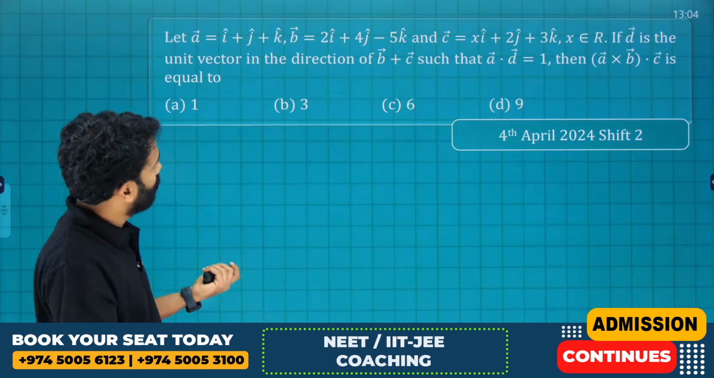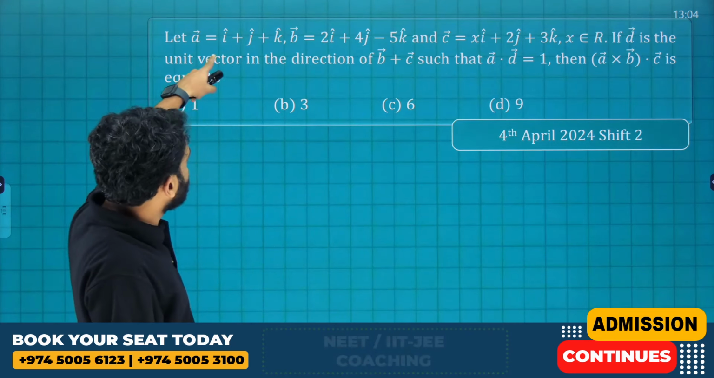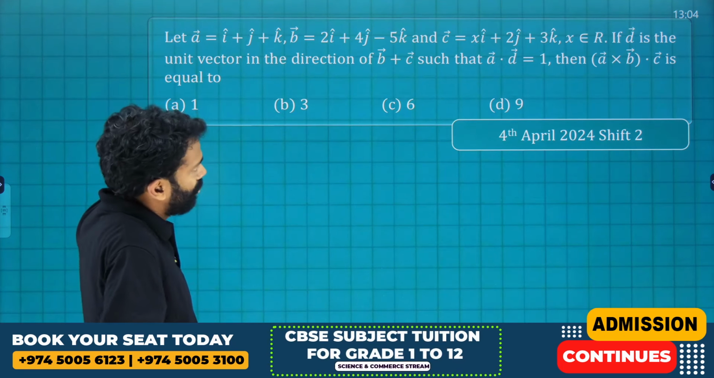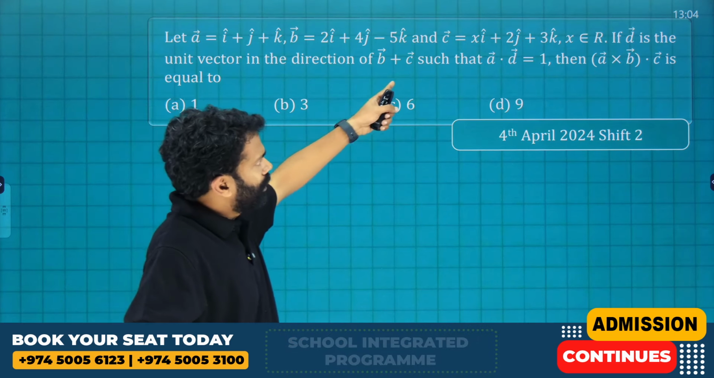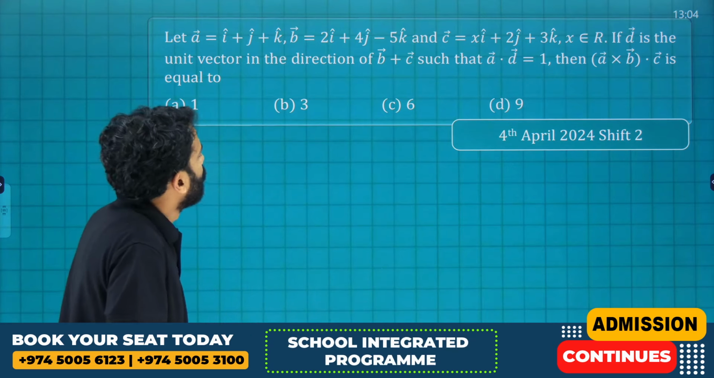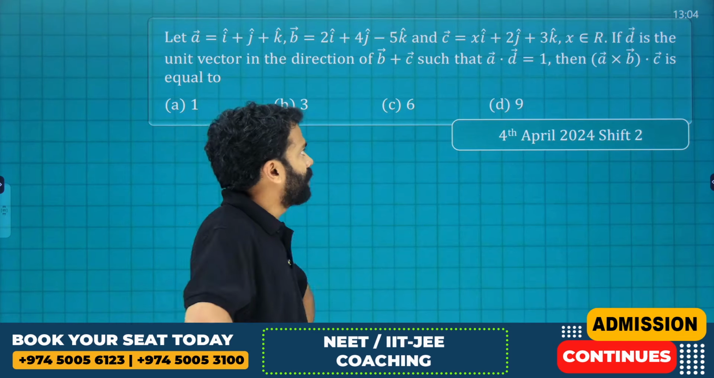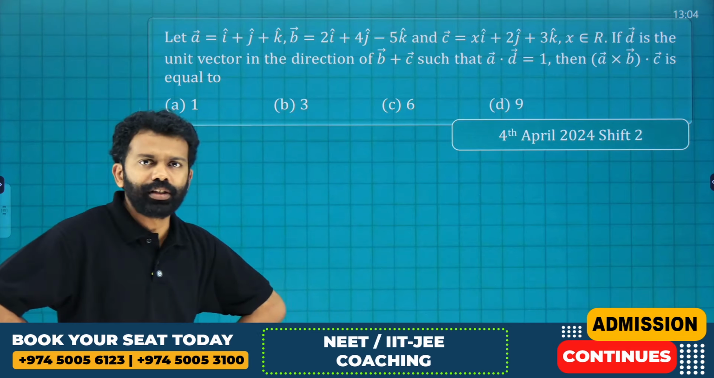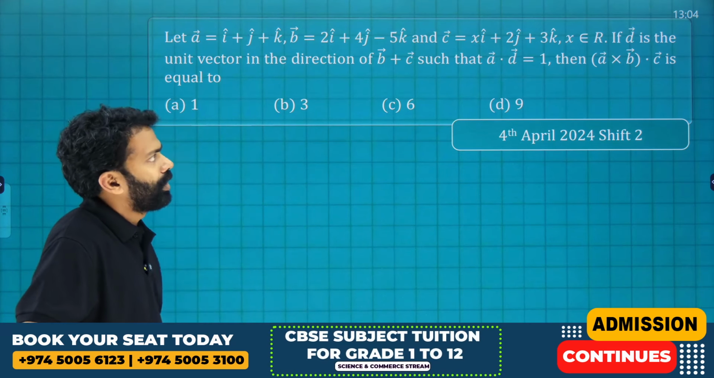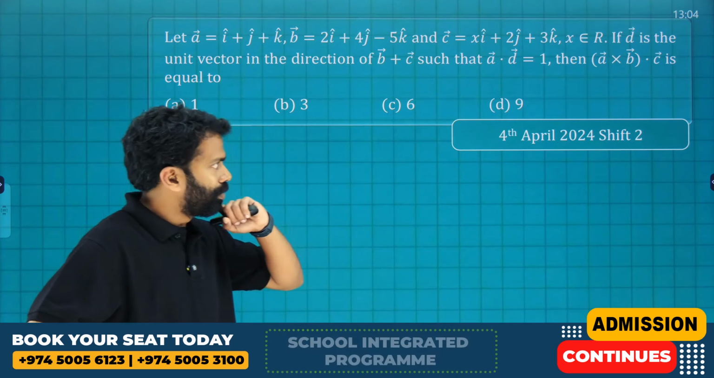And the next question. Okay, 2024. Vector A is equal to i plus j plus k, vector B is equal to 2i plus 4j minus 5k, and vector C is equal to xi plus 2j plus 3k, where x is an element of R. If vector D is the unit vector in the direction of vector B plus vector C such that vector A dot vector D is equal to 1, then you need to find vector A cross vector B dot vector C. That is basically the scalar triple product.